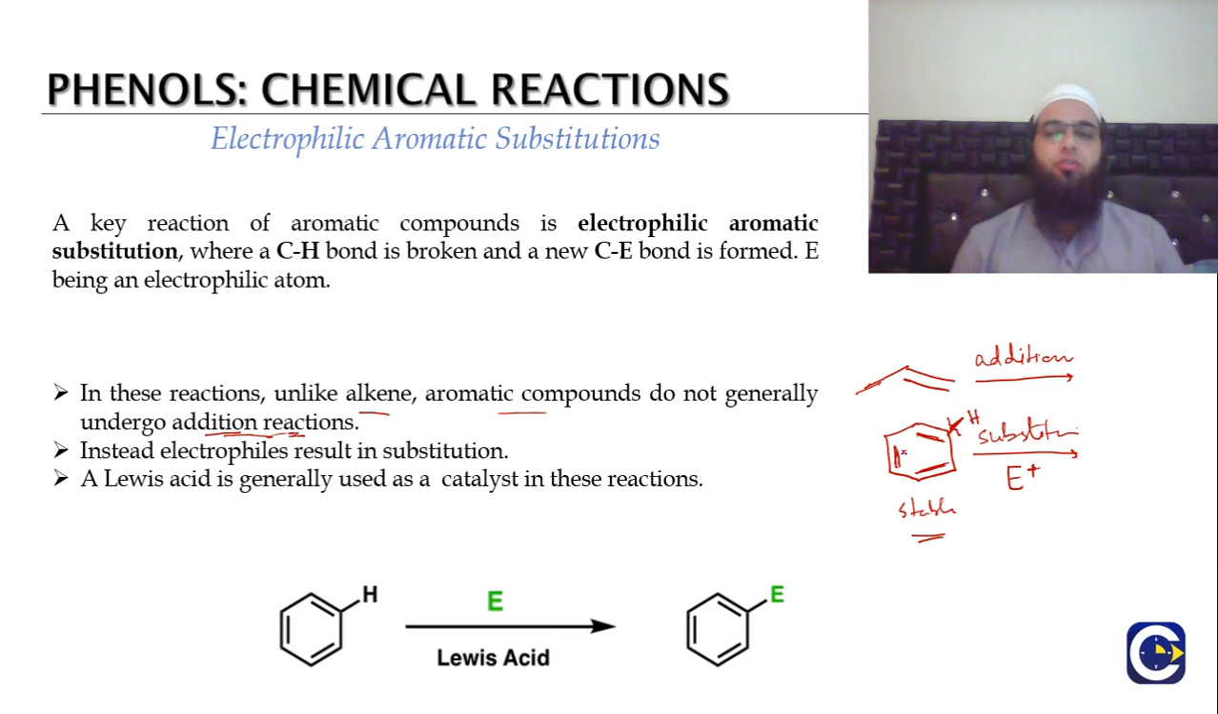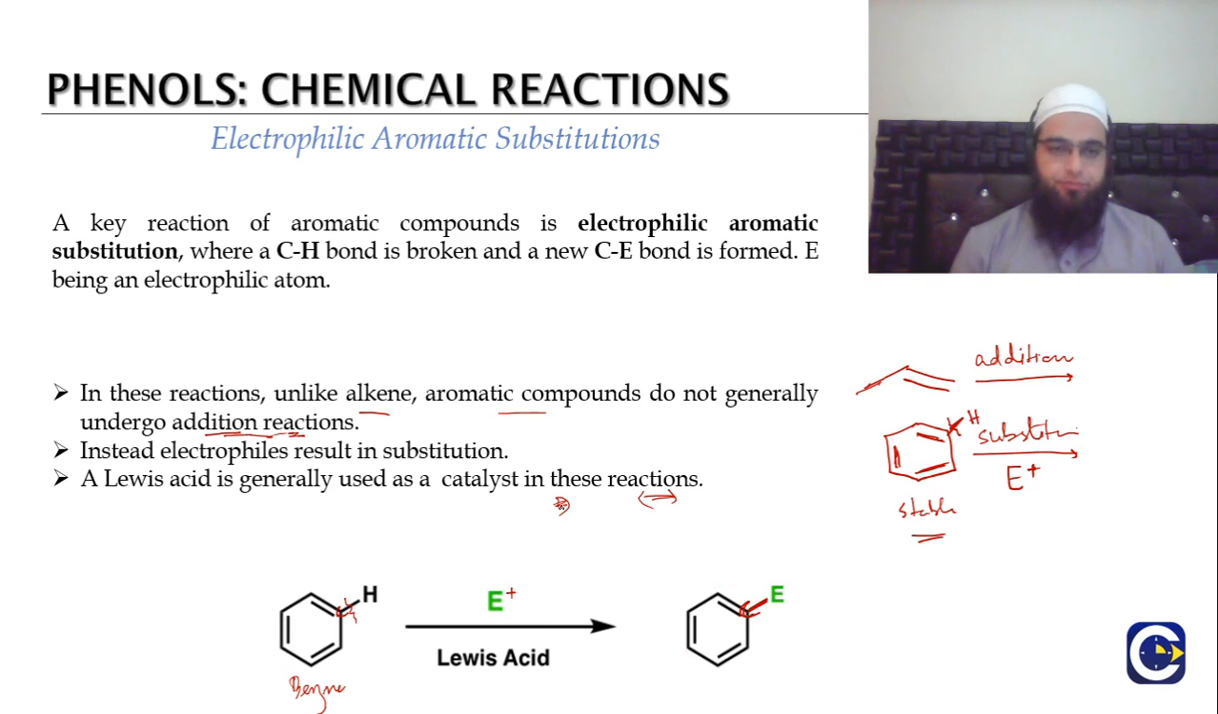These are the electrophilic substitution reactions, and generally we need a Lewis acid as a catalyst in these reactions. We will look at these reactions in detail. Here we have an example. This is benzene, and this carbon hydrogen bond is broken, and this is the electrophile with a positive charge. This is an electron deficient species, that's the electrophile. So the carbon and electrophile bond is formed in the reaction.